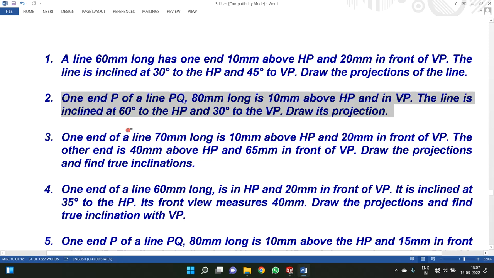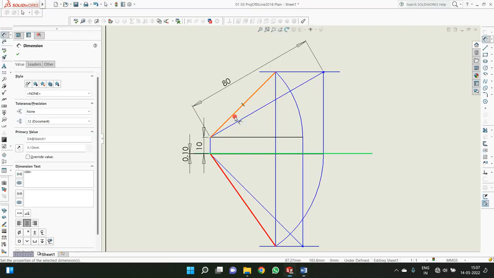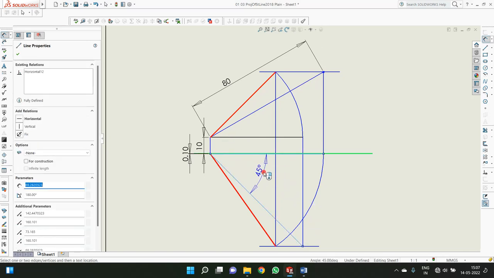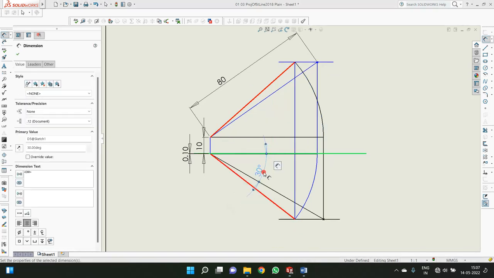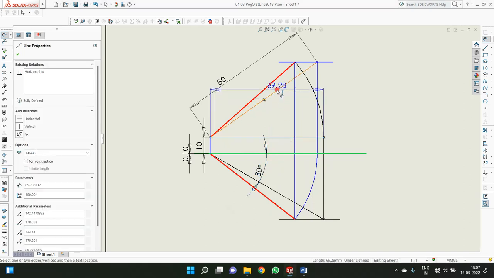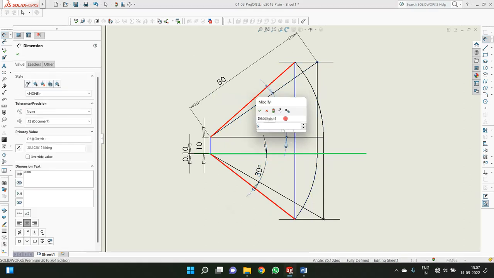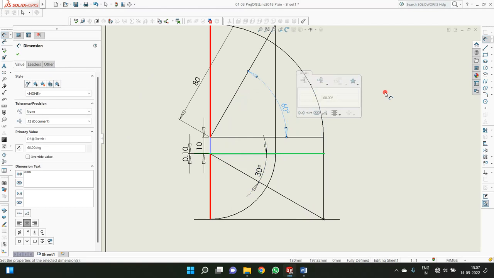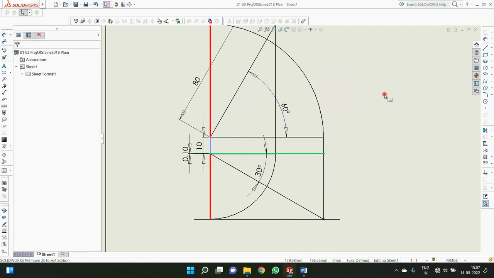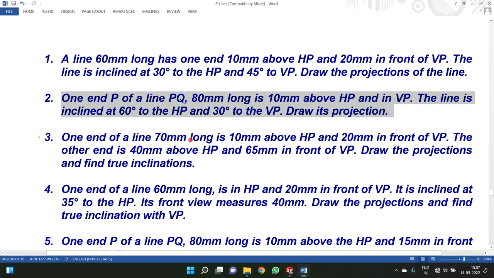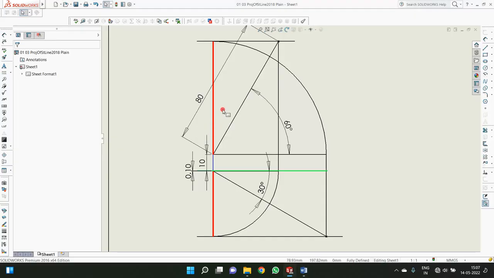Then the line is inclined at theta 60, pi 30. So this pi is 30 and this theta is 60. Now we got the solution. So this is the answer for problem number 2. Again, probably I would have taken the same 15-20 seconds. So this is the solution.